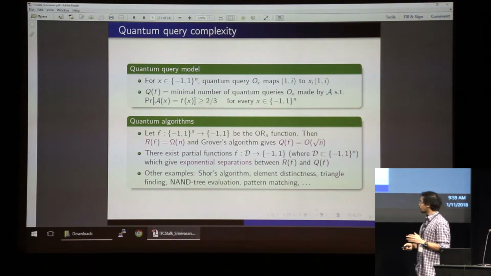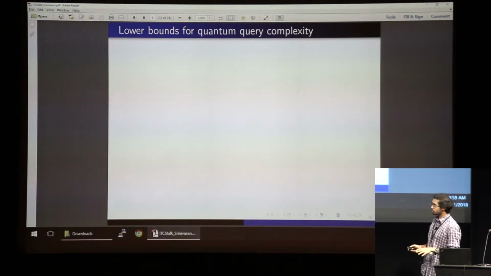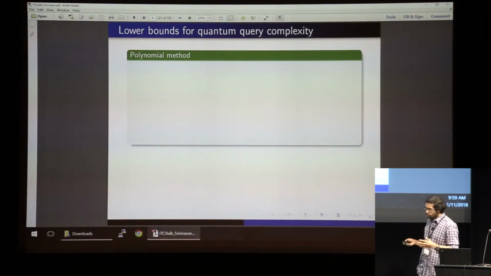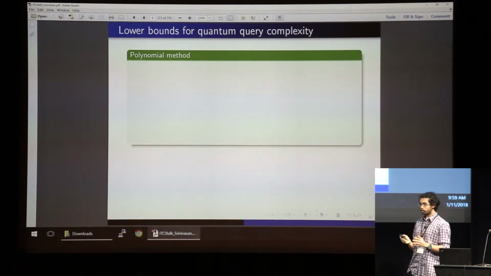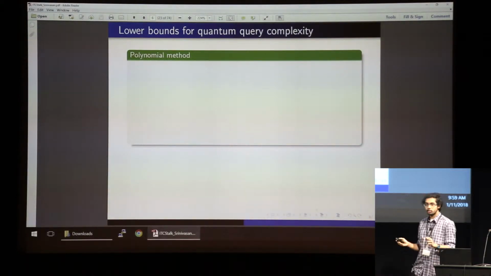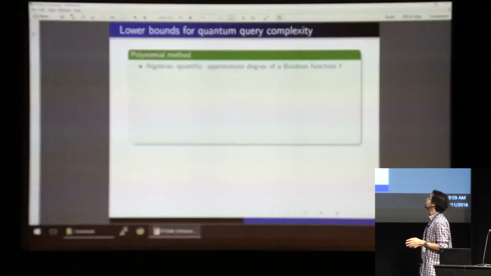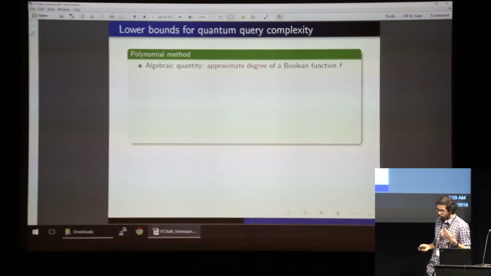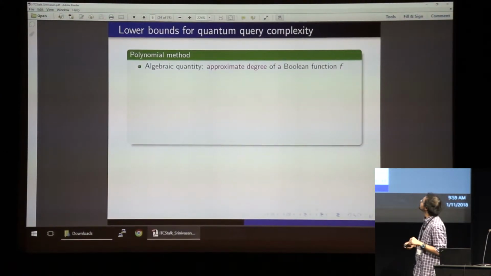And in the direction of lower bounds, there are two extremely well-known methods, the polynomial method and the adversary method. The polynomial method translates lower bounding quantum query complexity to something purely algebraic called the approximate degree of a Boolean function. So the approximate degree of a Boolean function is defined as follows.